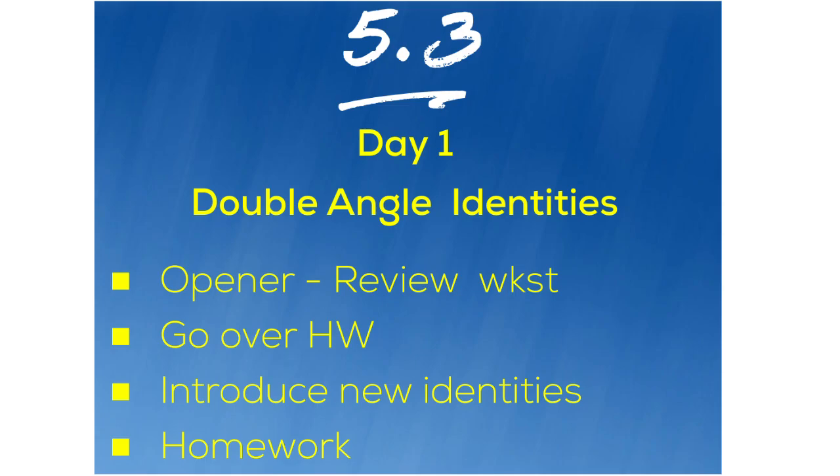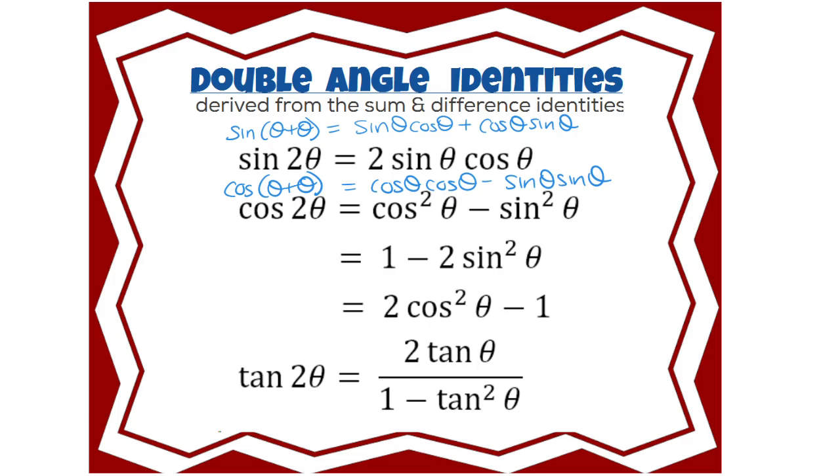Today we are going to look at a new set of identities. We did the sum and difference yesterday. Today we're going to look at double angle identities. These actually are derived right from the sum and difference identities. Let's look at these double angle identities.